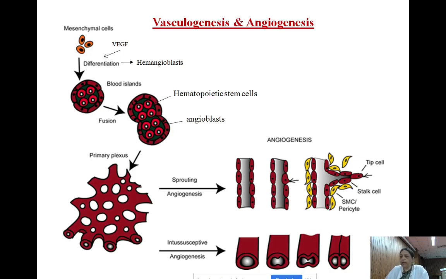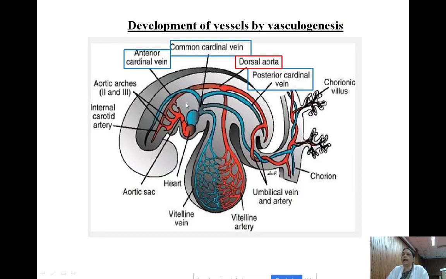Now we know the heart tube, that is, this is the heart tube. There is a venous end and an arterial end, and the arterial end will form the ventricle, and then the bulbus cordis, truncus arteriosus, all these things.